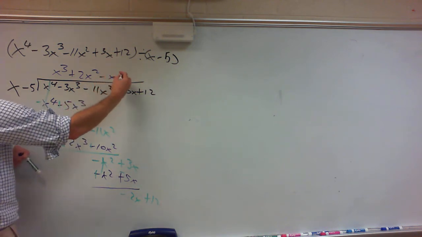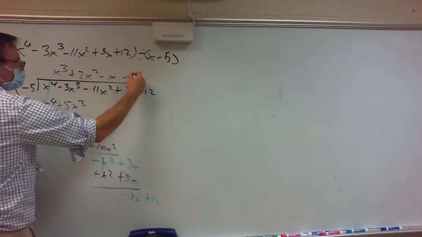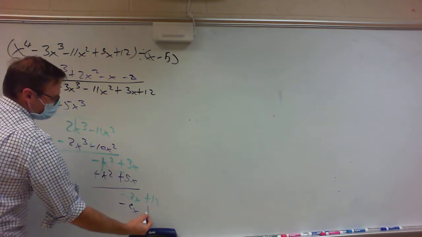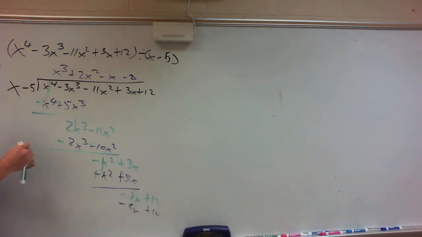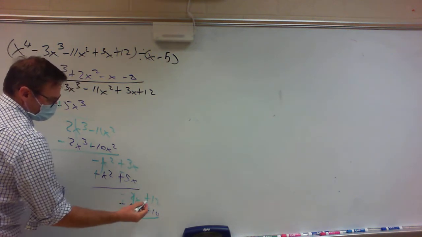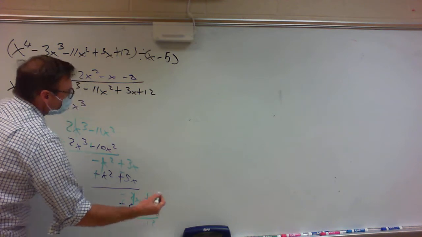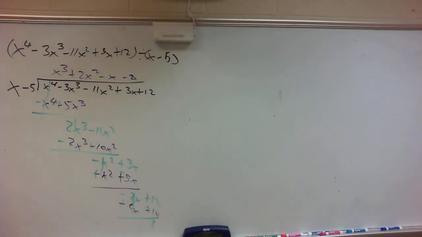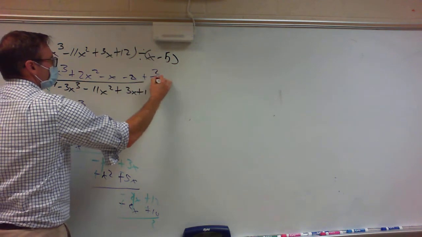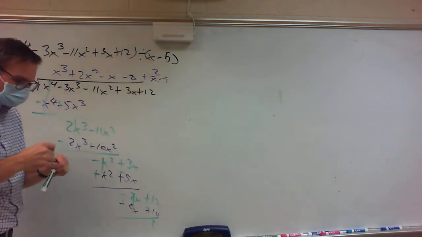And I need a minus 2. So I get negative 2x plus 10. And when I change the signs, this cancels, and that's going to give me a remainder of 2. Which puts a plus 2 over x minus 5, and there's your answer.